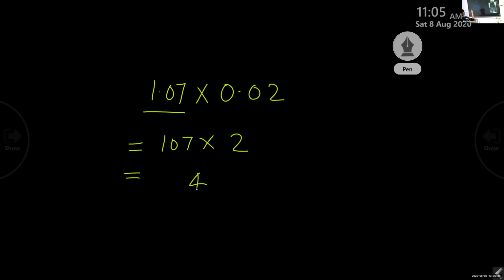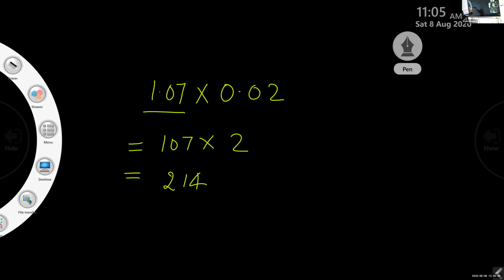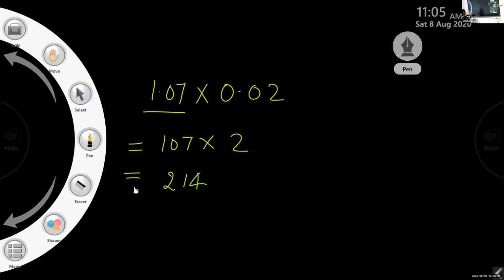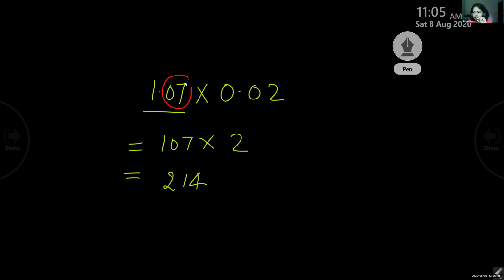Okay, now count the decimal places. How many decimal places are there? 0.02, 2 here, isn't it? 2 decimal places. Here how many are there? 2. After the decimal point, how many places? 4 places. 2 plus 2, 4 decimal places should come in the answer. So what is it? Point zero. There only 3 are there. So add 1 zero. We should always add before the numbers, right?